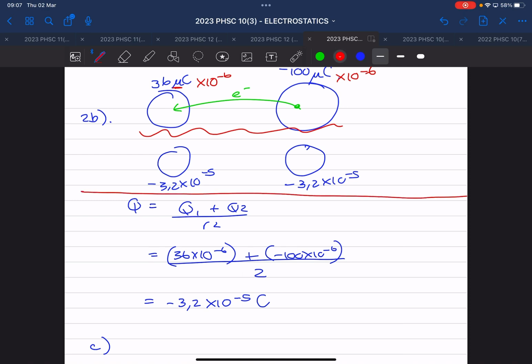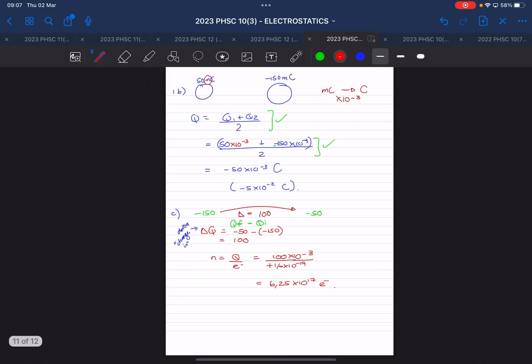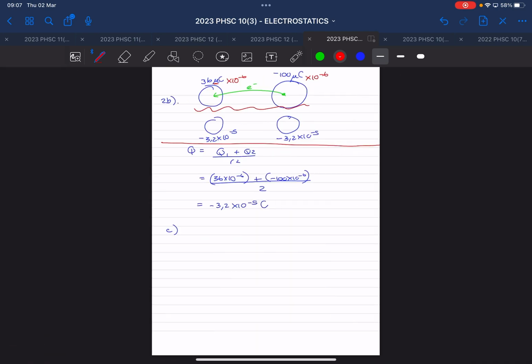Like, for example, if your answer was like this, negative 0.05, is it off? You can leave the 0.